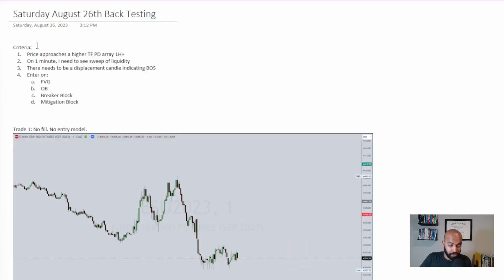In yesterday's video, I basically wrote down, hey, price needs to approach a higher time frame PD array, the 1 hour plus, before I can actually enter into this. But I'm wondering how this will change if I just get rid of criteria number 1, as in just on the 1 minute, I need to see a sweep of liquidity. And after that, there needs to be a displacement candle indicating a break of structure. Then I would enter on a fair value gap, an order block, a breaker block, or a mitigation block.